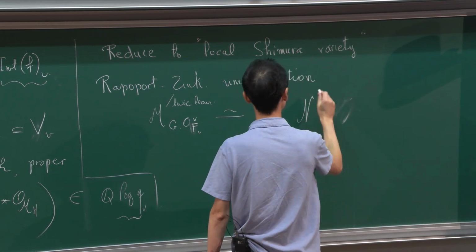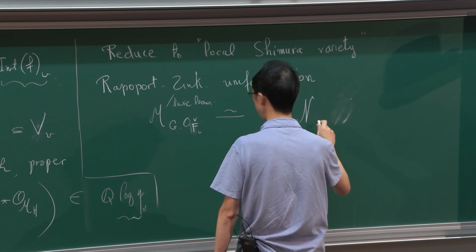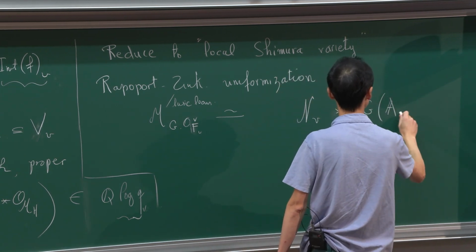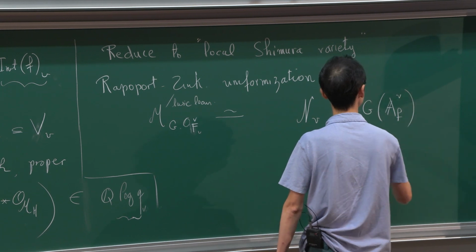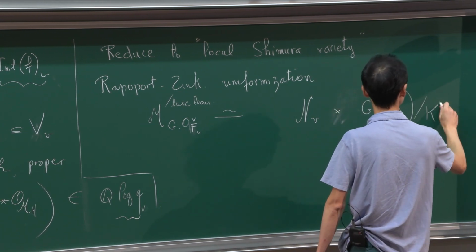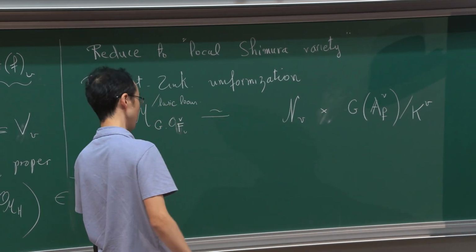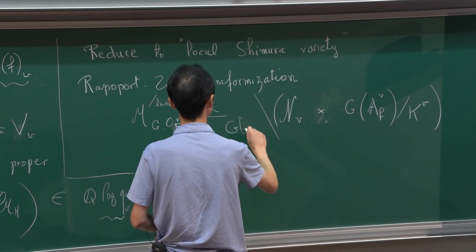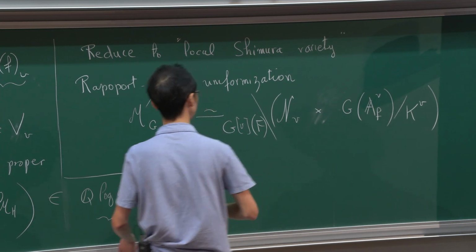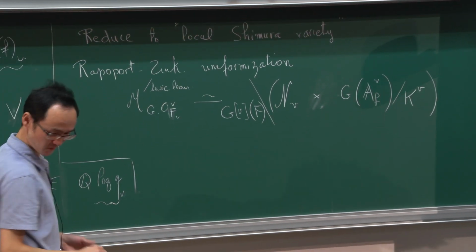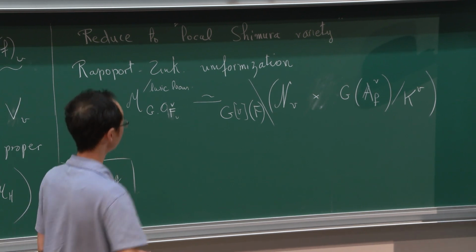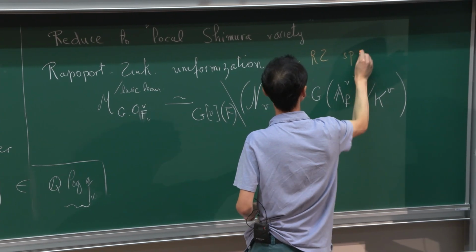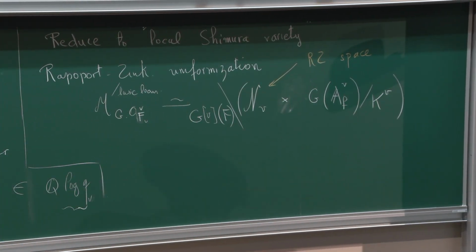So N at v, times G of the finite ideles away from v. So take the compact subgroup away from v. Then you take the quotient by G, let me write out G bracket v. I will explain what this is, where G bracket v is the new ingredient. Here this is the local RZ space, a formal scheme defined over the integers.